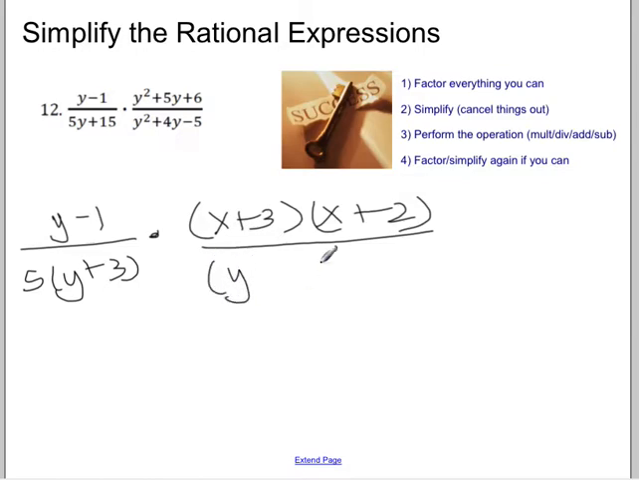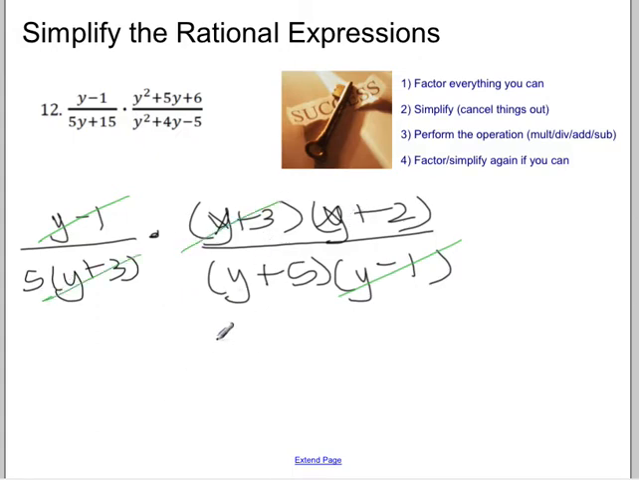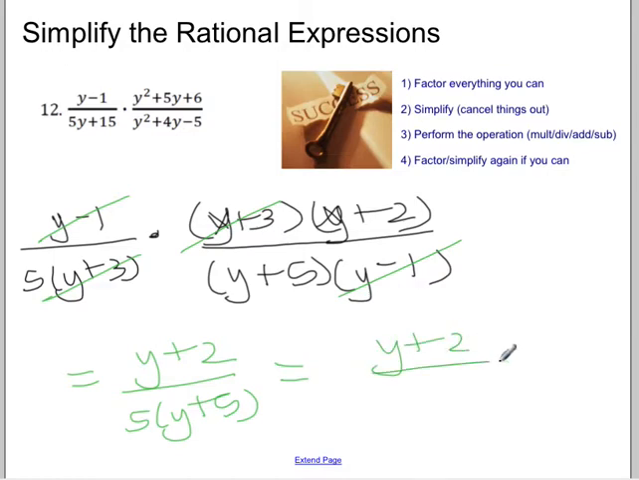And the denominator, sorry, this was a y. I wrote x, should have wrote y. So I'd have my what multiplies to negative 5 but adds to 4. Positive 5 and negative 1 multiplies to negative 5 but adds to 4. Now I look what can cancel or simplify. Y minus 1s, y plus 3, and it looks like that will be it. So I have y plus 2 over 5, y plus 5. And once again, you could distribute that 5, so it'd be y plus 2 over 5y plus 25.